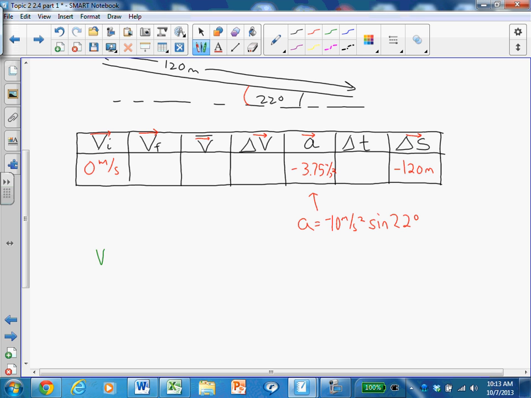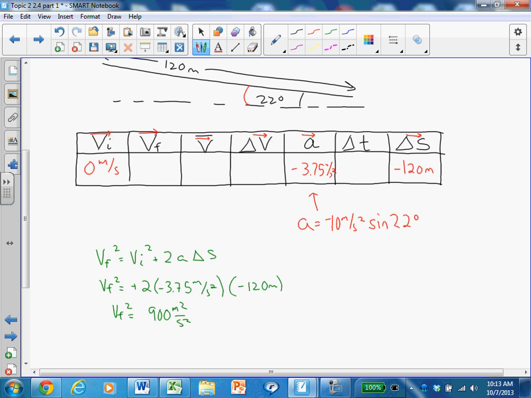Well, this is one that comes up a lot. The VF squared equals VI squared plus 2A delta S. VI is 0. A is minus 3.75 meters per second squared. Delta S is minus 120 meters. So VF squared equals 900 meters squared over second squared.